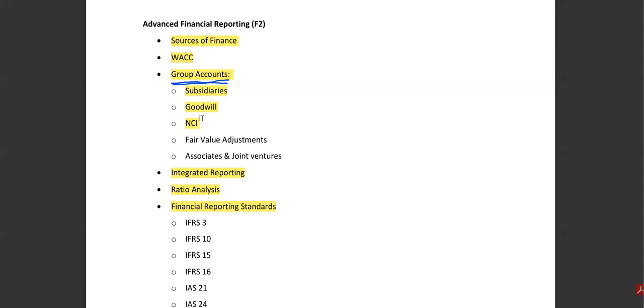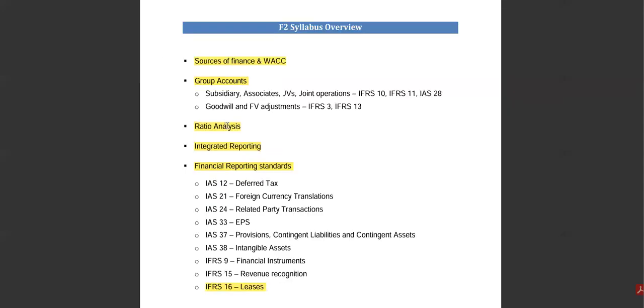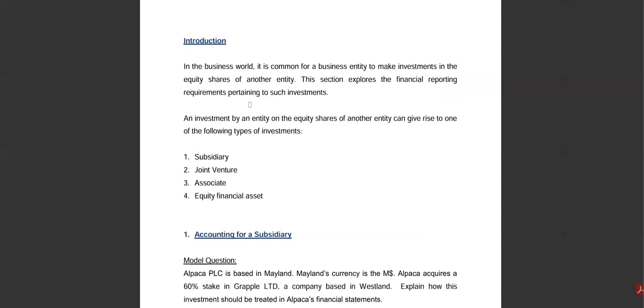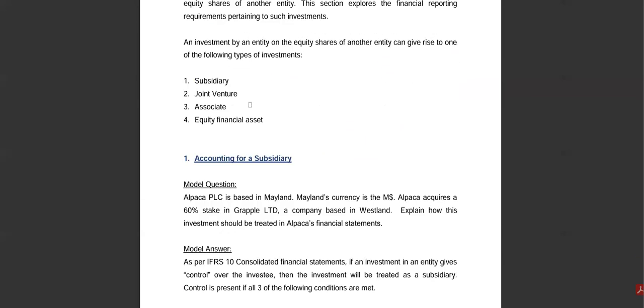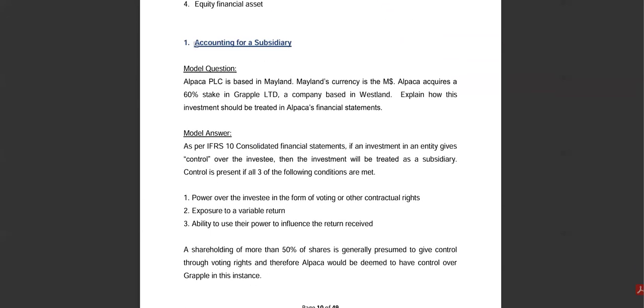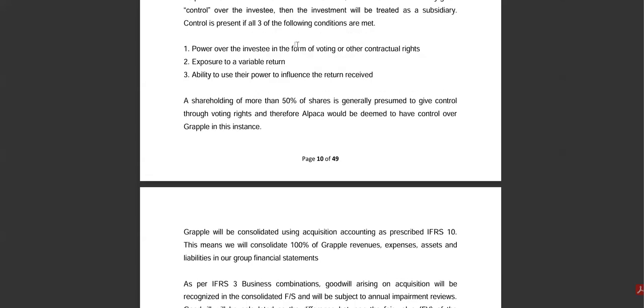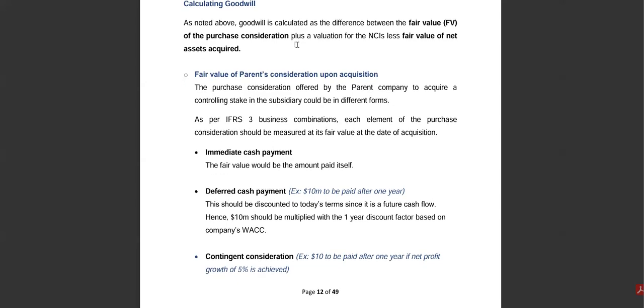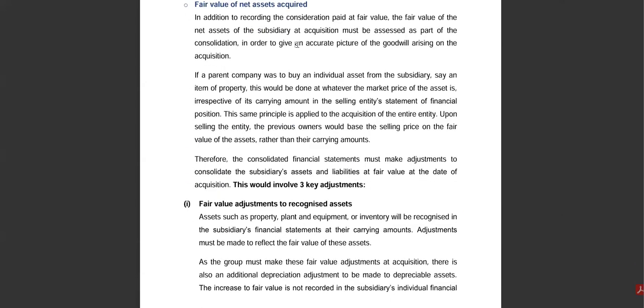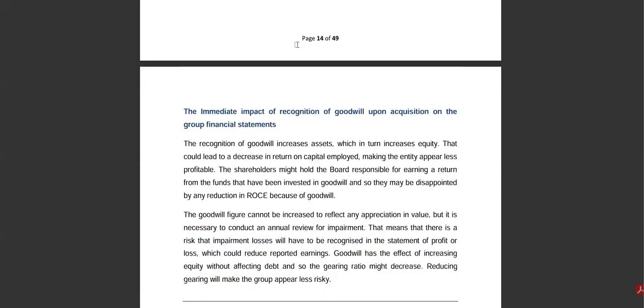And please remember that if you have access to our theory recap notes, we have made sure that these areas are covered in the recap notes. Especially, you might find the model questions and answers that we provide extremely useful when it comes to the group accounts section, because you will see that we have explained how accounting is done for a subsidiary. So if you are thorough with the explanation, we have explained how goodwill is calculated, the fair value calculations, measurements.